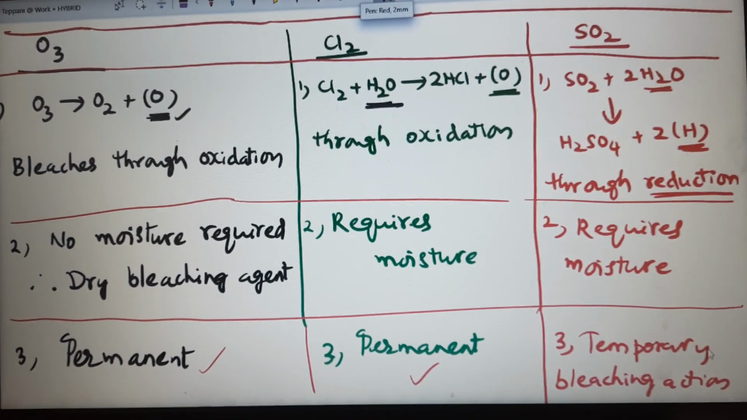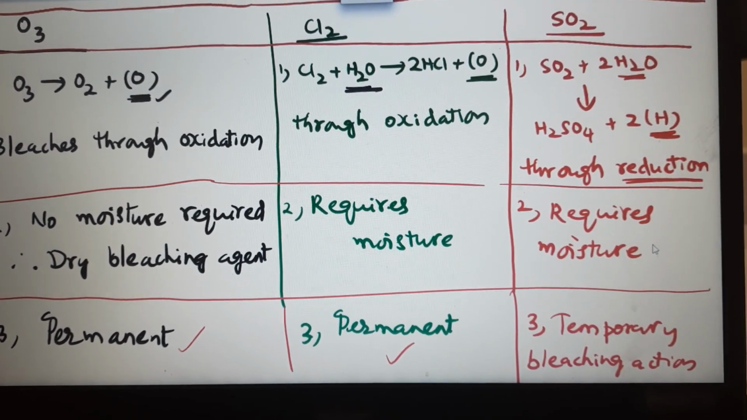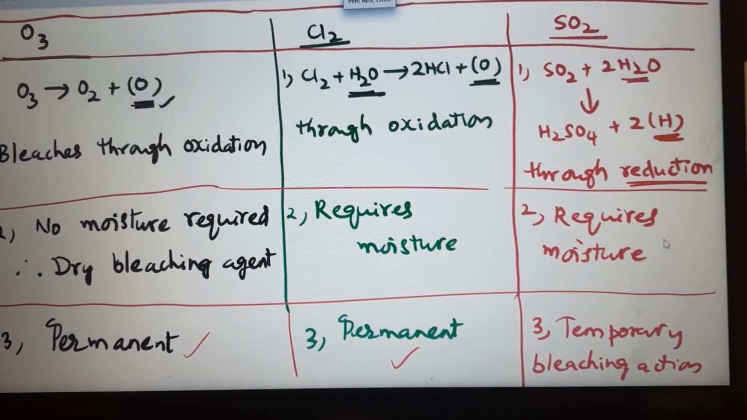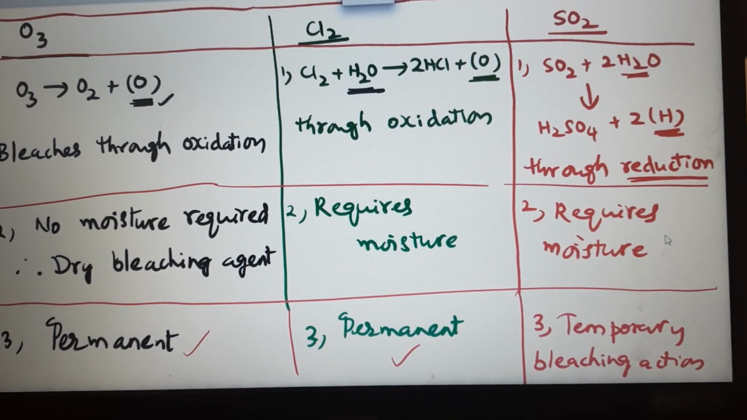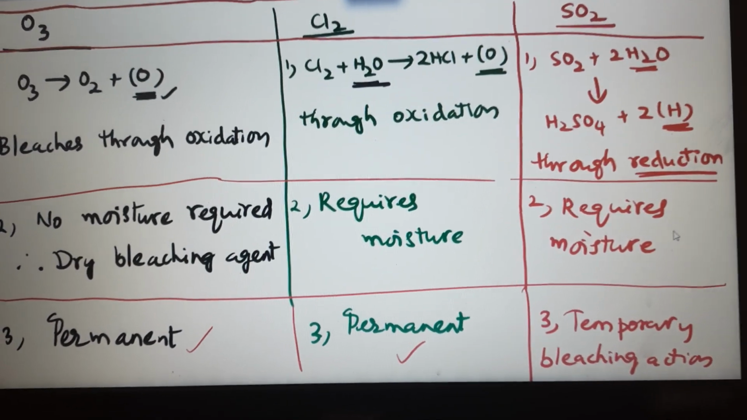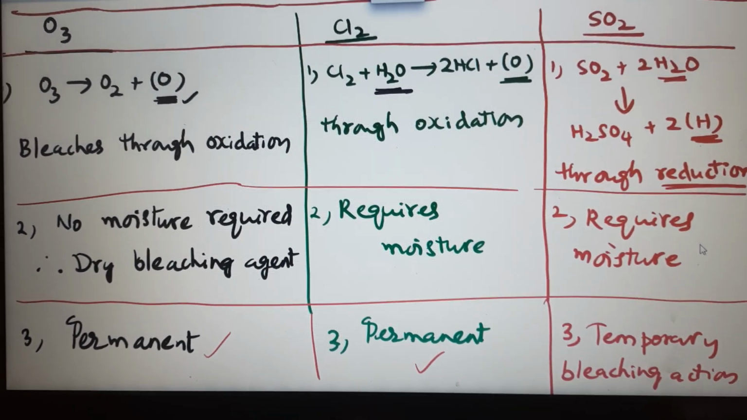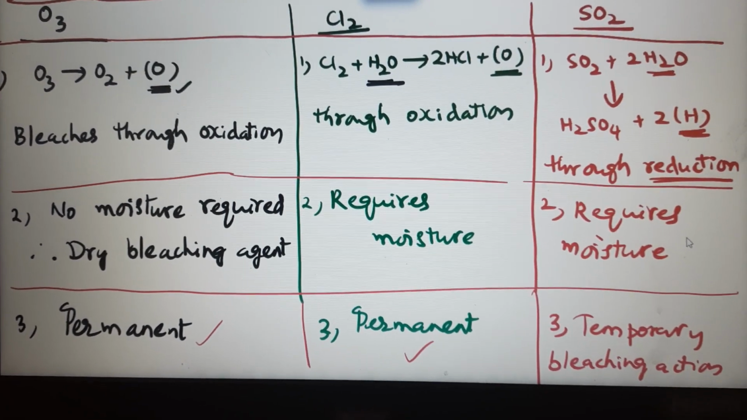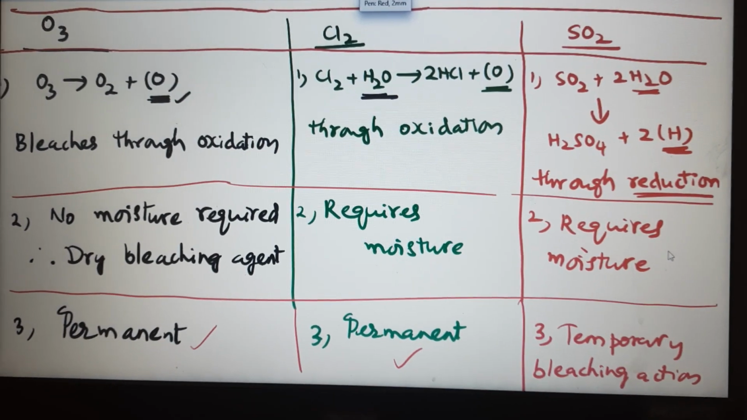Why? Because colored matter is reduced to give colorless matter. In open atmosphere, oxygen can further oxidize it, so the reduced product is again converted into its normal condition by oxidation by aerial oxygen, that is oxygen present in air. So that is temporary bleaching action.